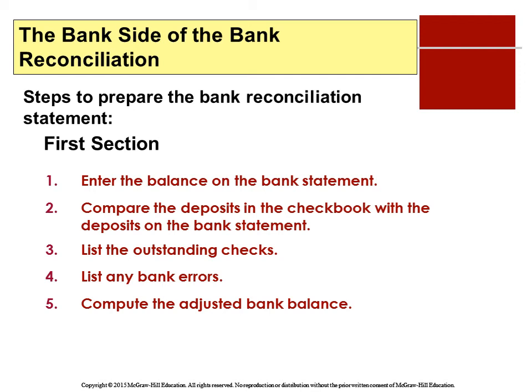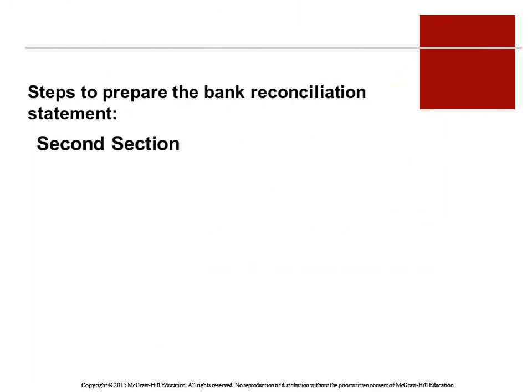We're going to add all the deposits that are in our books that aren't yet in the bank, and we're going to subtract all the checks that are in our books that are not yet in the bank, and of course any errors. Once we get the adjusted bank balance, we want to make sure that it's going to match the second section. So again, we're going to take the ending balance as of end of month.